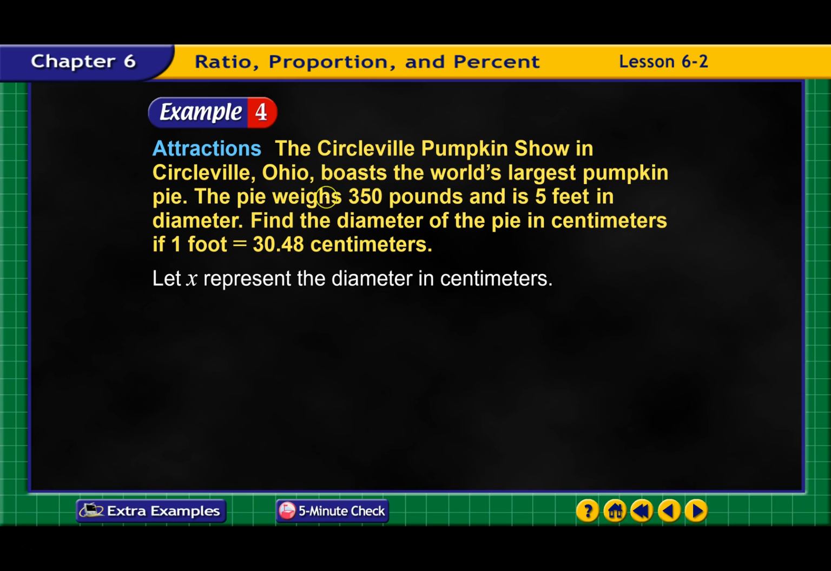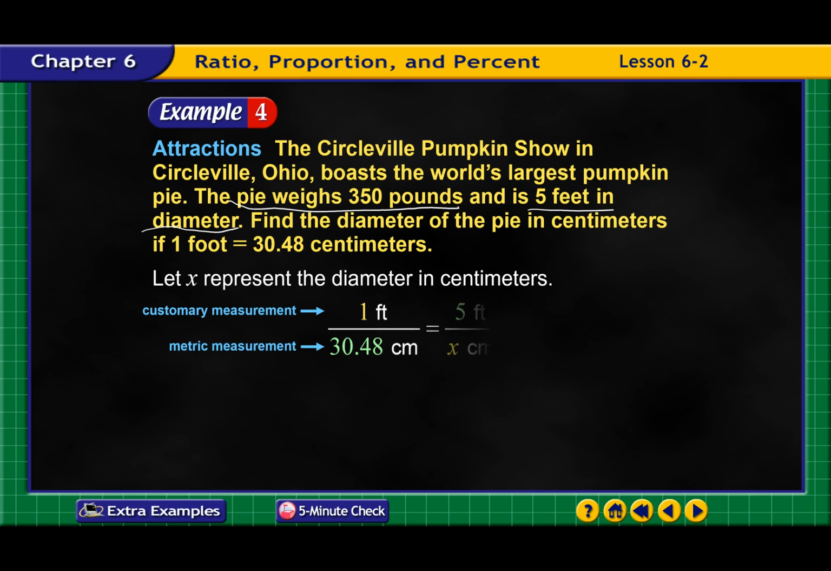Okay, so I say the pie weighs 350 pounds and is 5 feet in diameter. Find the diameter of the pie in centimeters if 1 foot equals this. So we're going to let x be the pie diameter in centimeters. They've actually given us more information than they needed. We don't actually need the 350 pounds. They're trying to trick you.